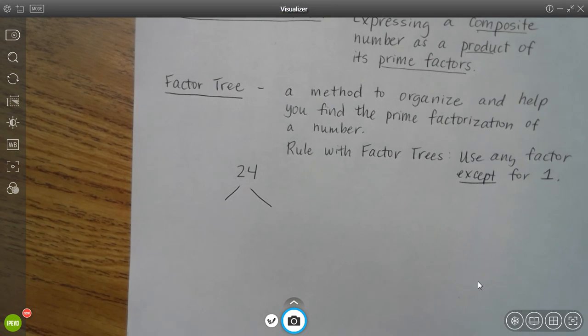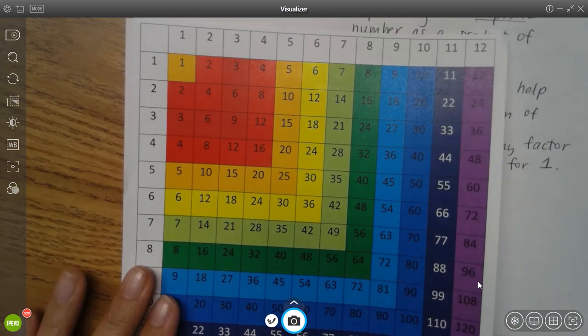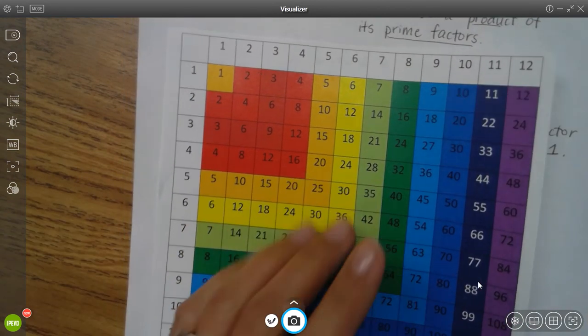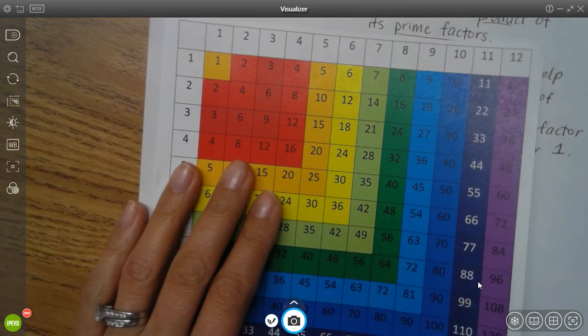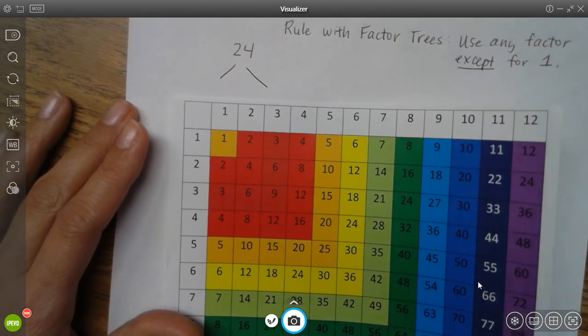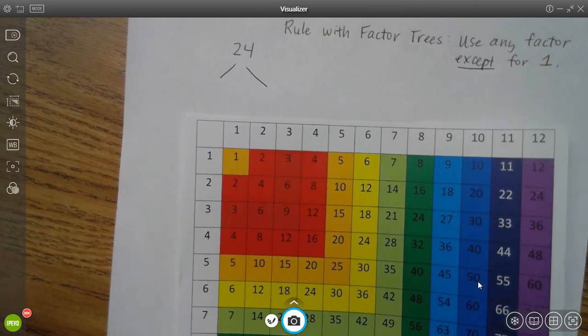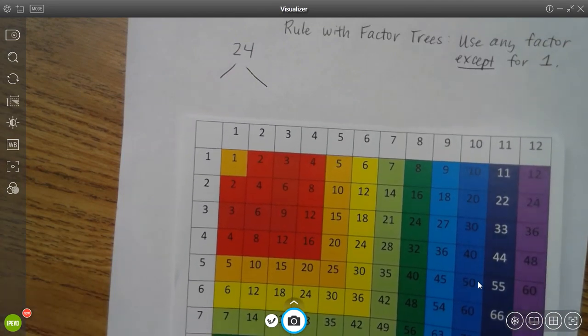Now, if you have not mastered your multiplication facts, you can use your multiplication chart. But again, I can't stress enough, those of you who haven't mastered your multiplication facts, and I've been saying this all year, it's going to make your life in math through the rest of your school career so much easier. It's such a great investment of your time.